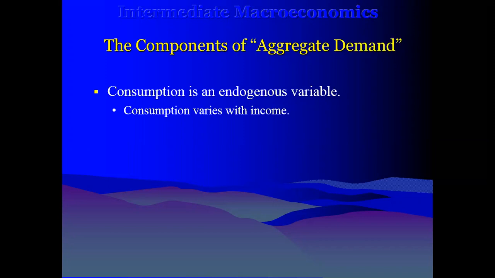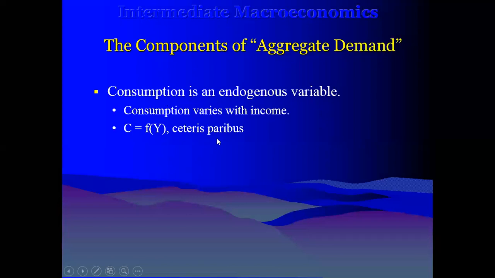Okay, there's an assumption that the higher your level of income, the higher the level of consumption. So consumption varies with income. That is why we are saying consumption is an endogenous variable. So mathematically, the consumption is a function of Y, holding all other things constant. Your consumption is supposed to depend on the level of income.